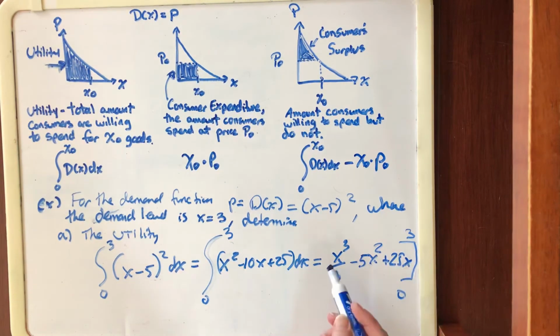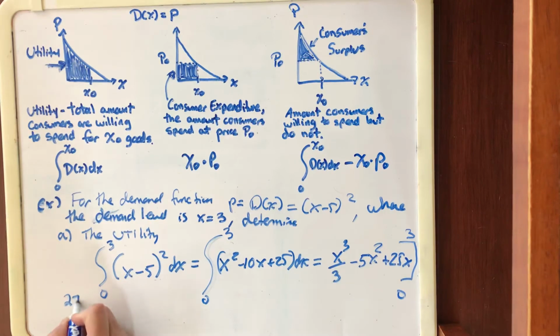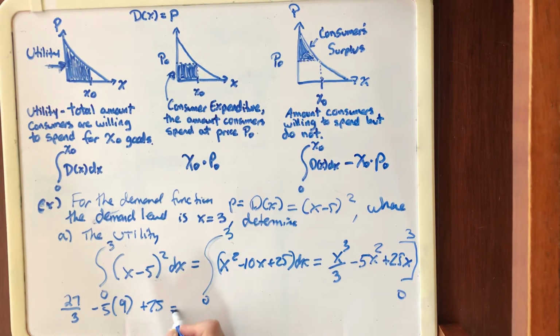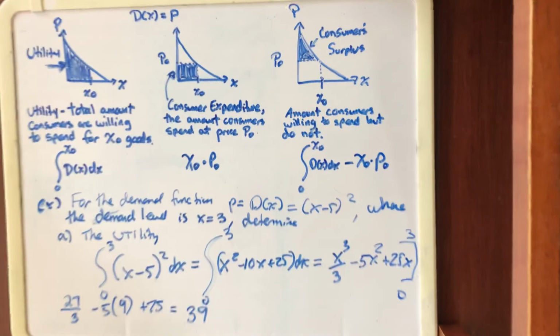Okay, so we put 3 in first, and we get 27 over 3 minus 5 times 9 plus 75, which equals 39. Okay, so we're going to continue on this problem because we're going to do more.